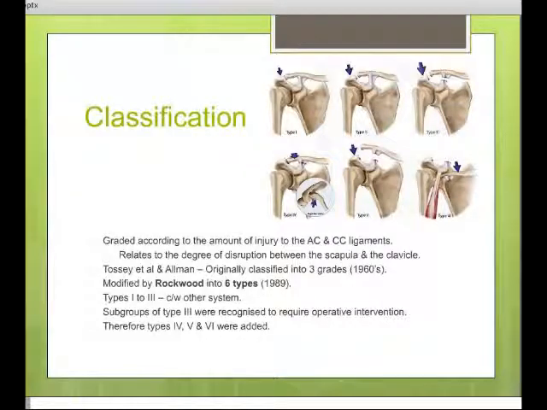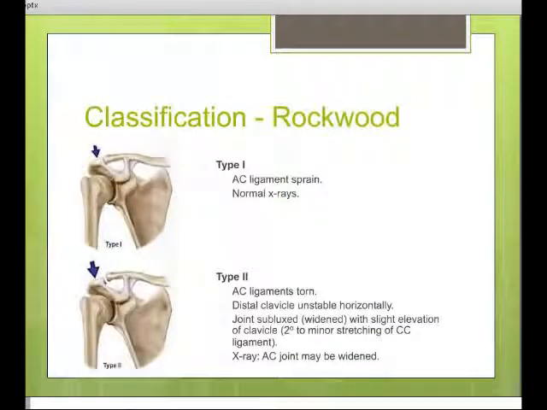So type 1 injuries, it's just the AC ligament sprain. The x-rays usually appear normal. Type 2 injuries, the AC ligament is actually torn. The distal clavicle is unstable in the anterior-posterior plane or horizontally, and the joint may appear subluxed or widened with slight elevation of the clavicle, and that could be secondary to minor stretching of the CC ligament. And X-rays may show that the AC joint appears widened.